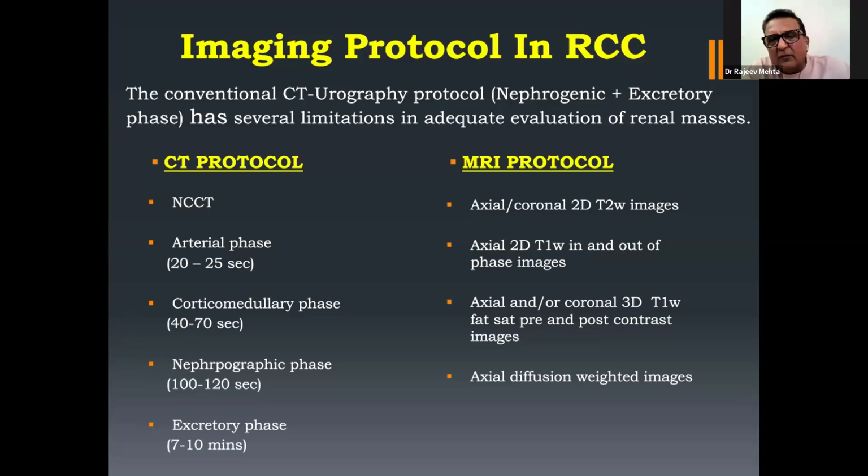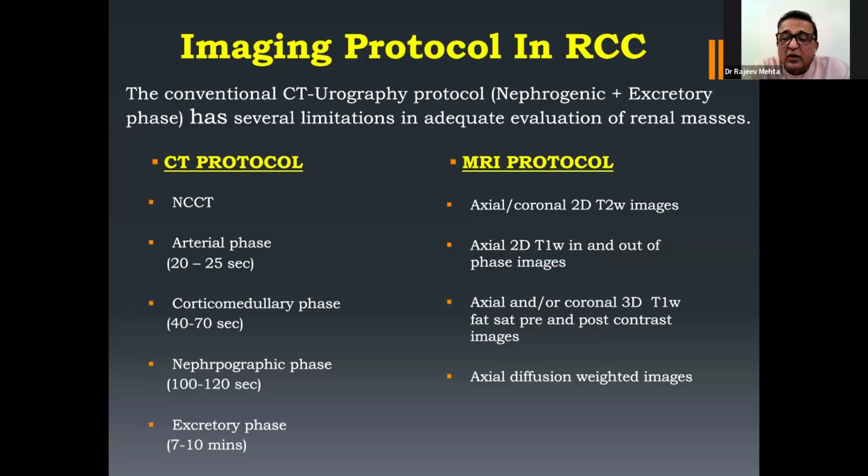In MRI, we have the axial and coronal 2D T2 weighted images. We have again axial and coronal T1 weighted images with in and out of phase images, mainly to pick up the microscopic and macroscopic fat within the tumor mass, which will change the diagnosis. And of course, we require the axial and coronal 3D pre and post contrast images. And lastly, we also do diffusion weighted images to pick up the cellularity of the tumor, which becomes positive in case of malignant neoplasm.